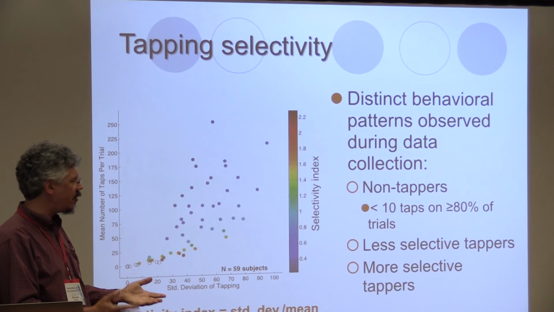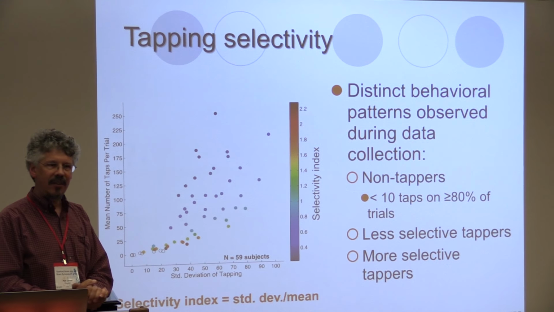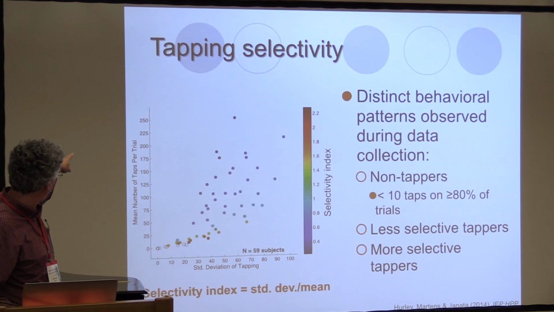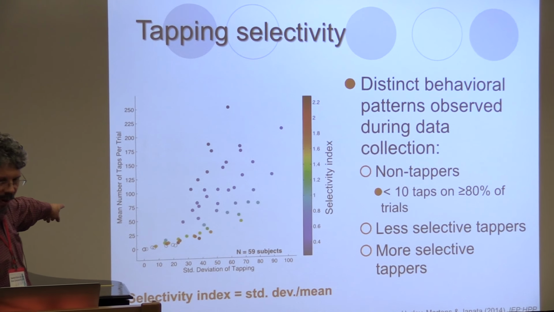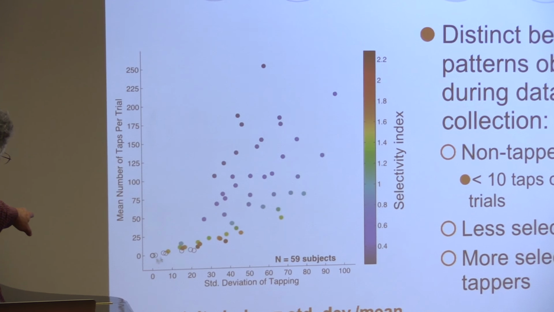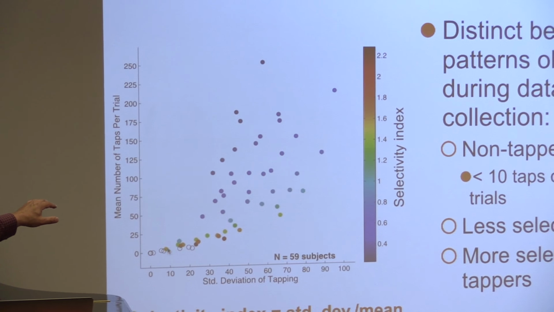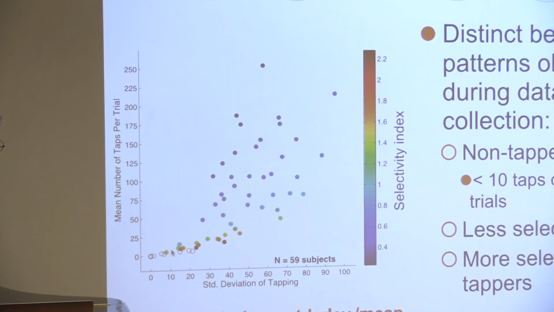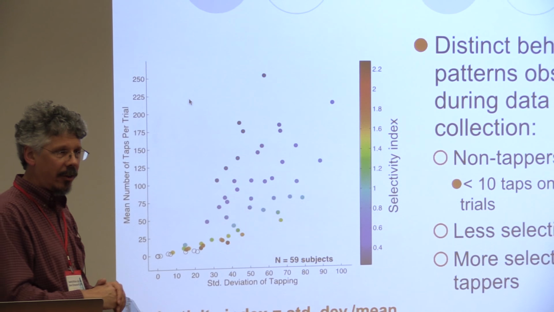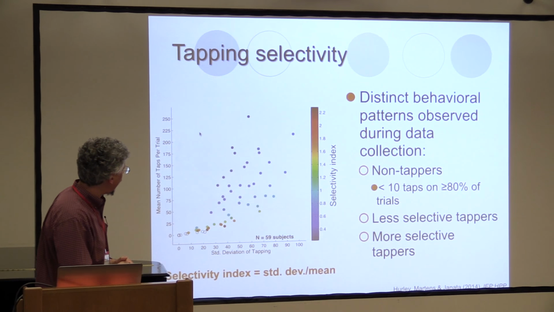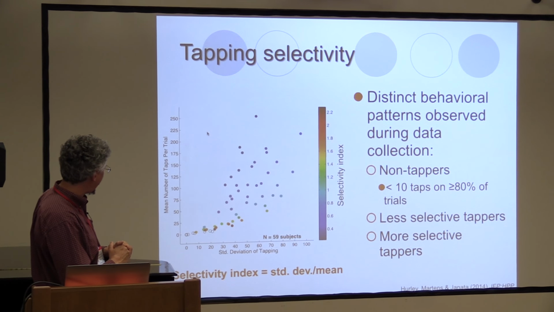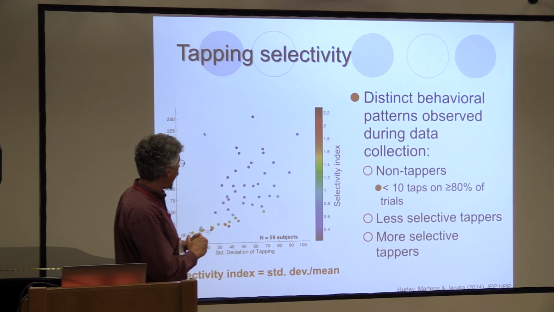So what we observed when people are given just this very open-ended opportunity to engage with the music, what we find is that some people just sit there. They just don't want to do anything. And so if we plot the mean number of taps per trial, there's a whole bunch of people down here, sorry for you in back who can't see this, who just don't tap at all, or tap on very few trials. There are other people who tap a lot, pretty much all the time. Okay?